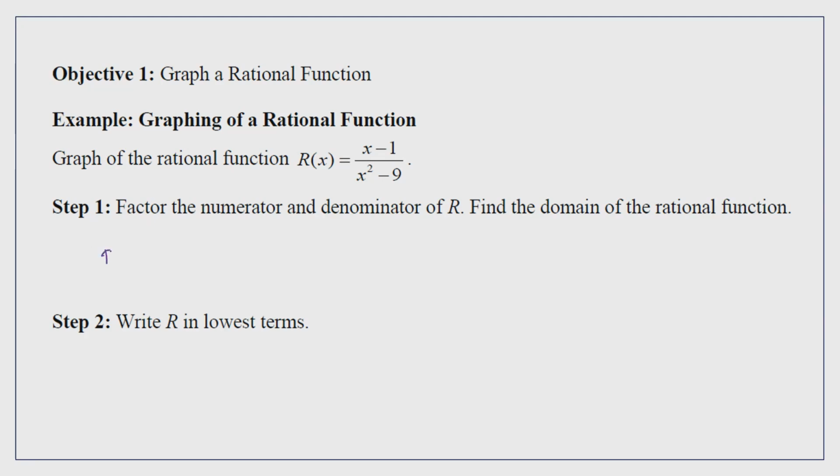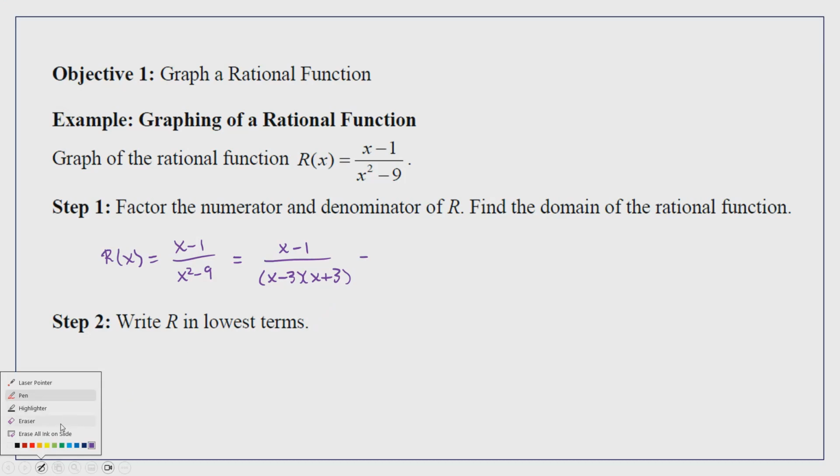So let's take our function r of x, which is x minus 1 over x squared minus 9. We want to factor the numerator and denominator. The numerator is already in factored form. The denominator, however, is a difference of squares, so we can rewrite that as x minus 3 times x plus 3. Now we have our function r of x in factored form.